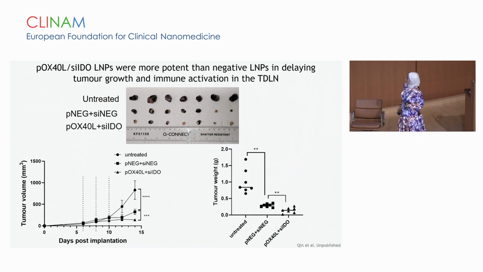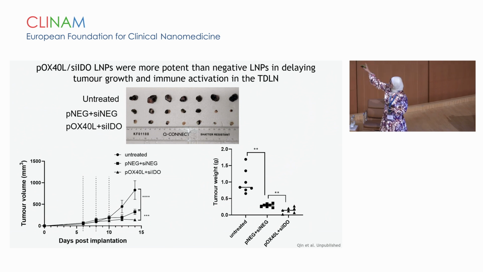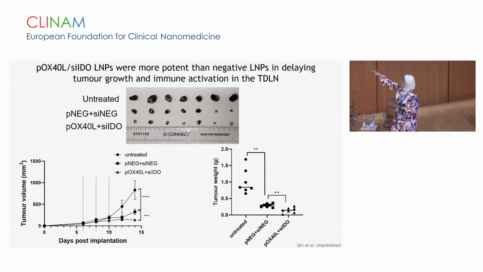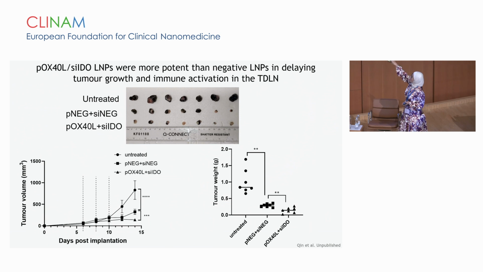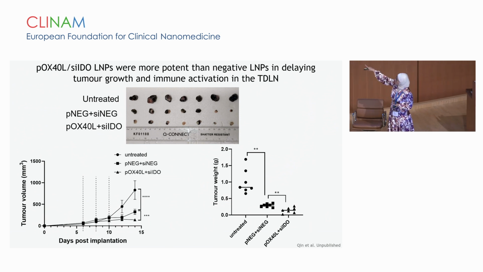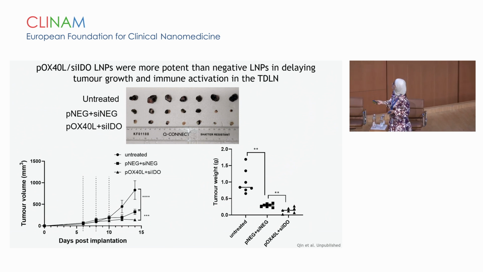This is how the tumors look. So the best results we got were with the pOX40 and siRNA-IDO, and the negative LNPs also had an effect, slightly worse, but it's also very good.